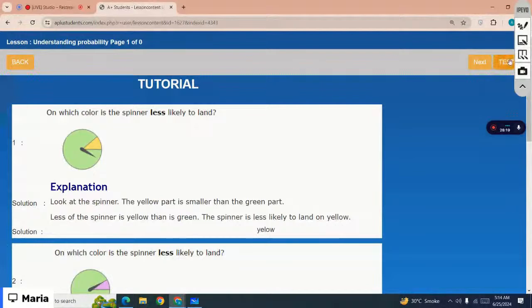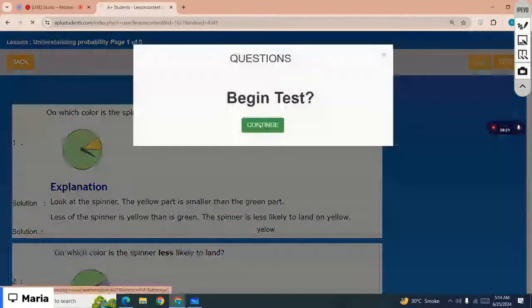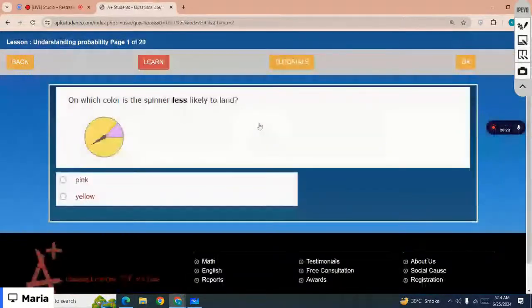Let's just start with the test questions. On which color is the spinner less likely to land? So which is the correct option? The spinner has two portions. One of them is yellow and the other is pink. Yes, it will be less likely to land on pink. The correct option is pink.